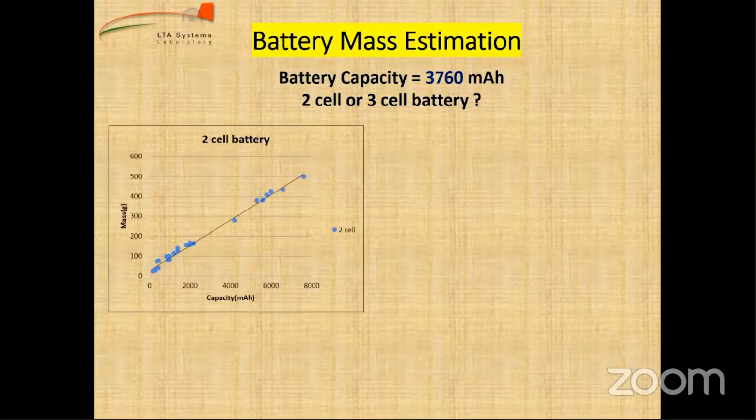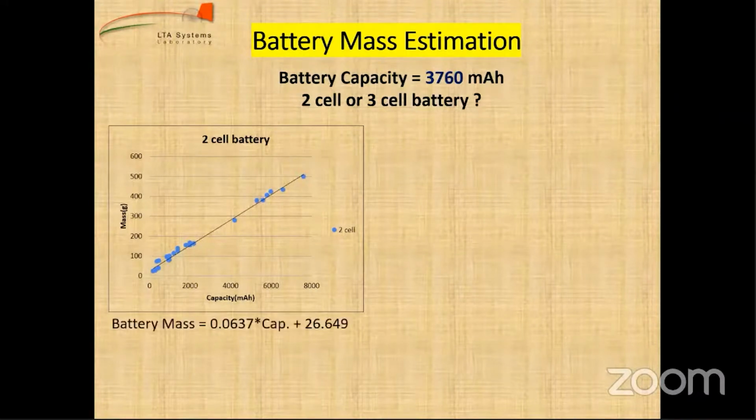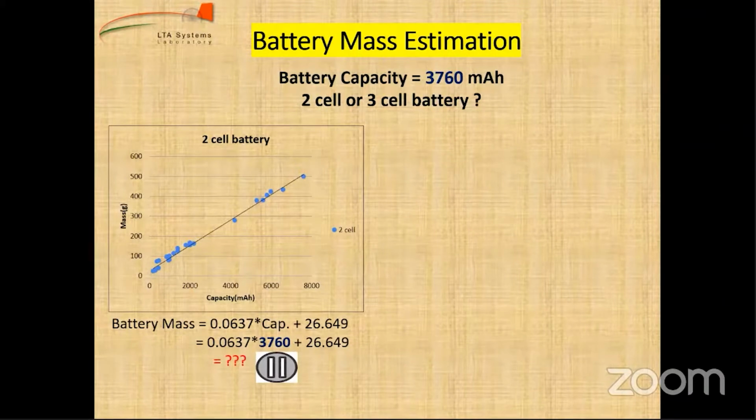This is a graph of a number of 2-cell batteries of varying capacities, and it gives their mass. It's a collection of discrete points, and a line has been fitted. Here we can calculate the mass of our battery by this equation. We have the capacity up there, you see, 3760. If you put it in, what mass do you get for a 2-cell battery? This is going to be interesting. Please calculate.